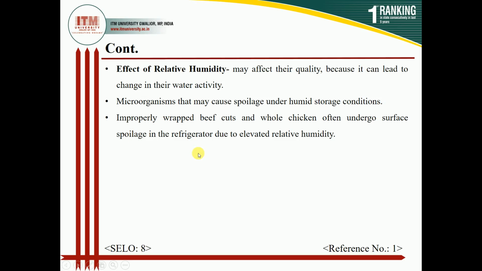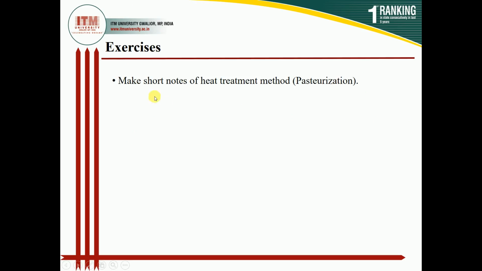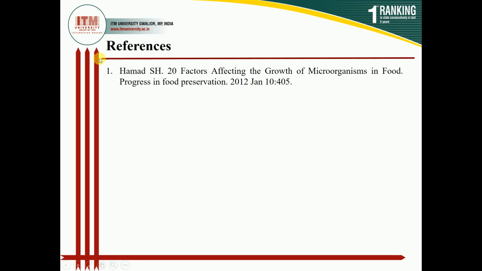So these are the basic concepts of the different factors, intrinsic and extrinsic factors. And this is the exercise in which I want you to make short notes on heat treatment methods, especially pasteurization. These are the learning outcomes, in which I hope that students will understand the factors that can affect the microorganisms in our food, and why the different factors are necessary for our food. So this is the reference.